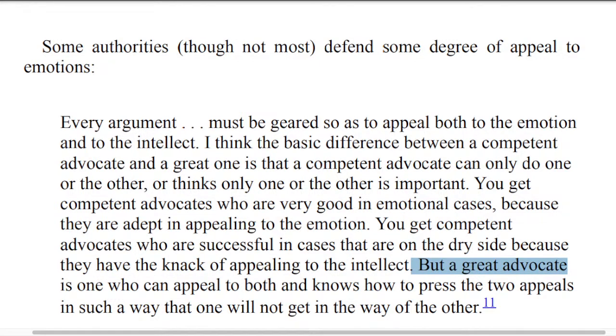But a great advocate is one who can appeal to both and knows how to press the two appeals in such a way that one will not get in the way of the other. Interesting.